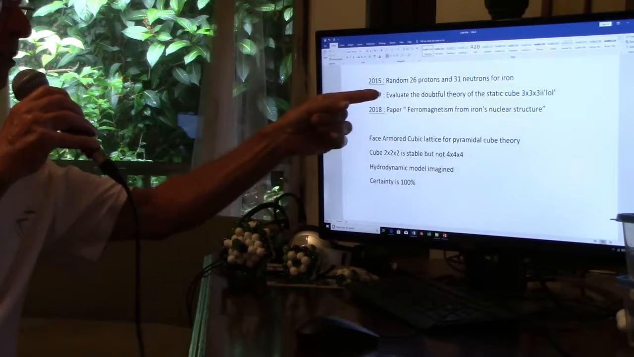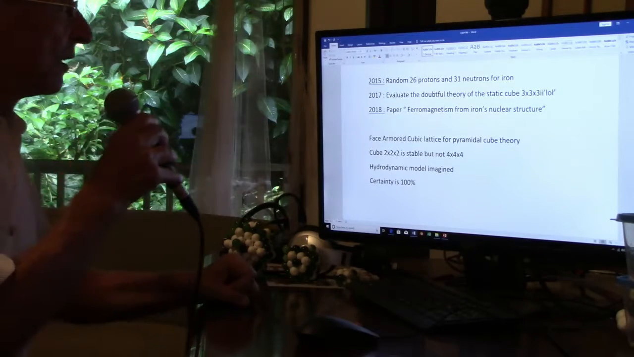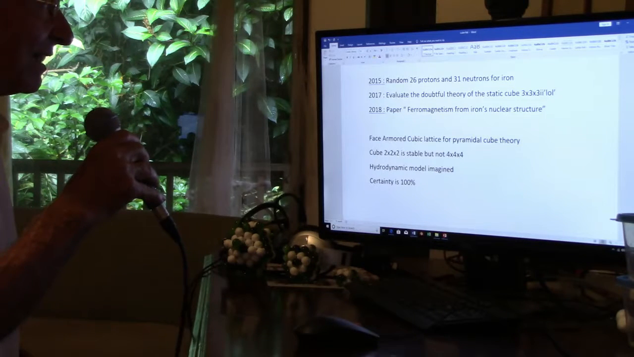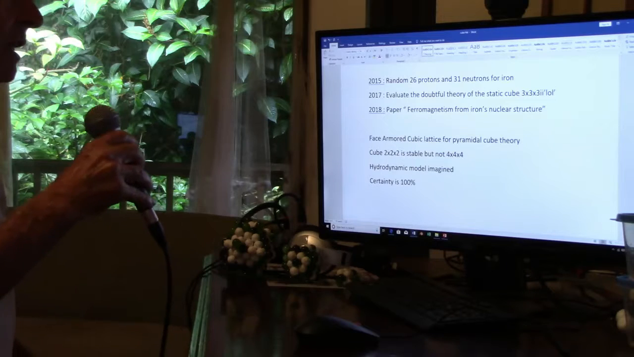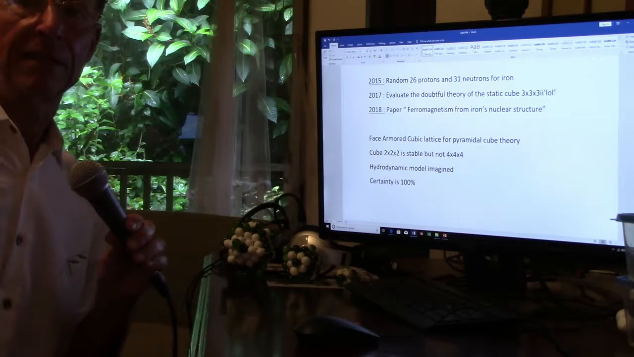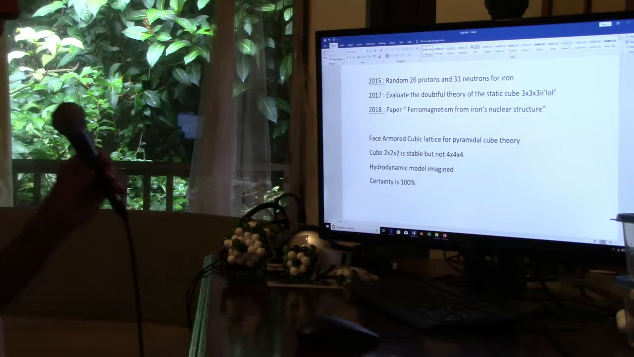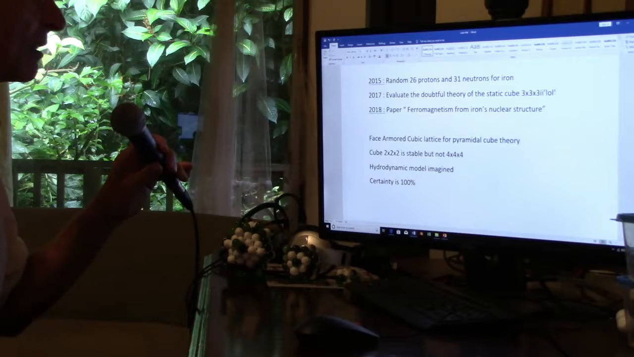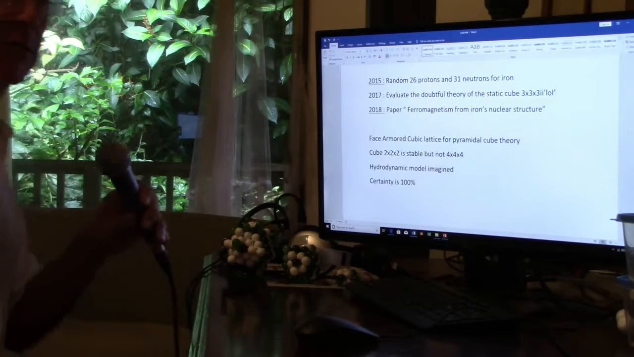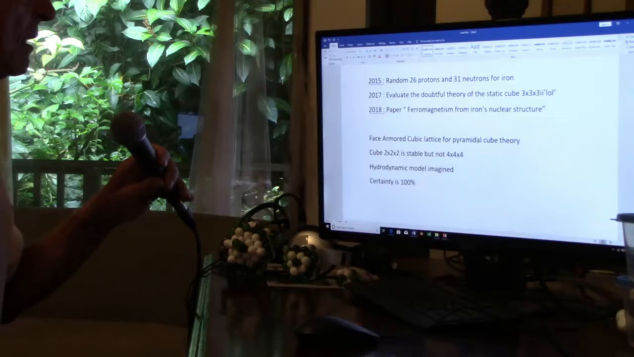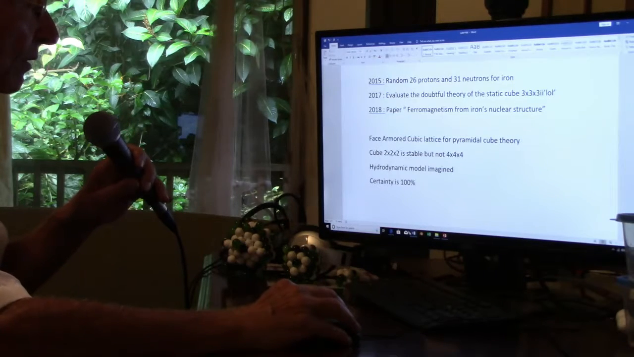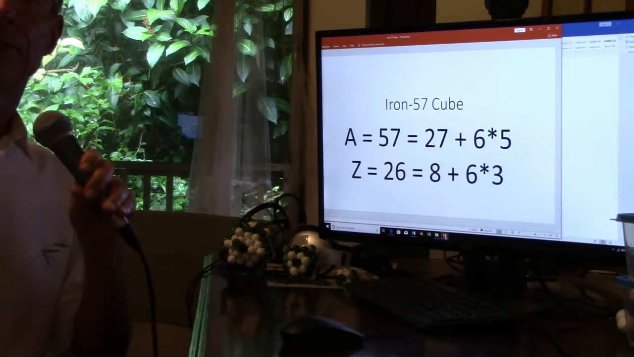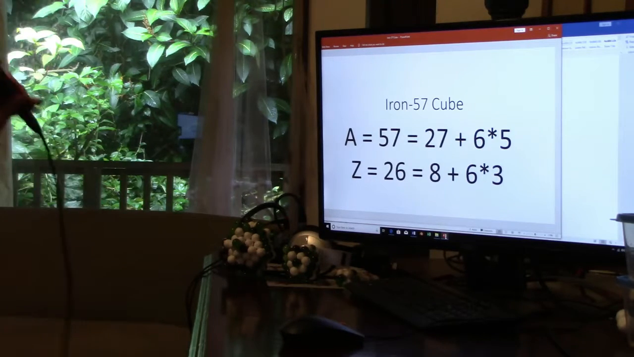I had selected iron because of its amazing magnetic properties. Now, to evaluate the theory of the cube, I did this in 2017, and it was a static theory that the nucleus would be a stack of protons and neutrons, and not chaotic and not dynamic, just based on a cube. And it turns out that there was an easy way to calculate something for this iron 57 cube.